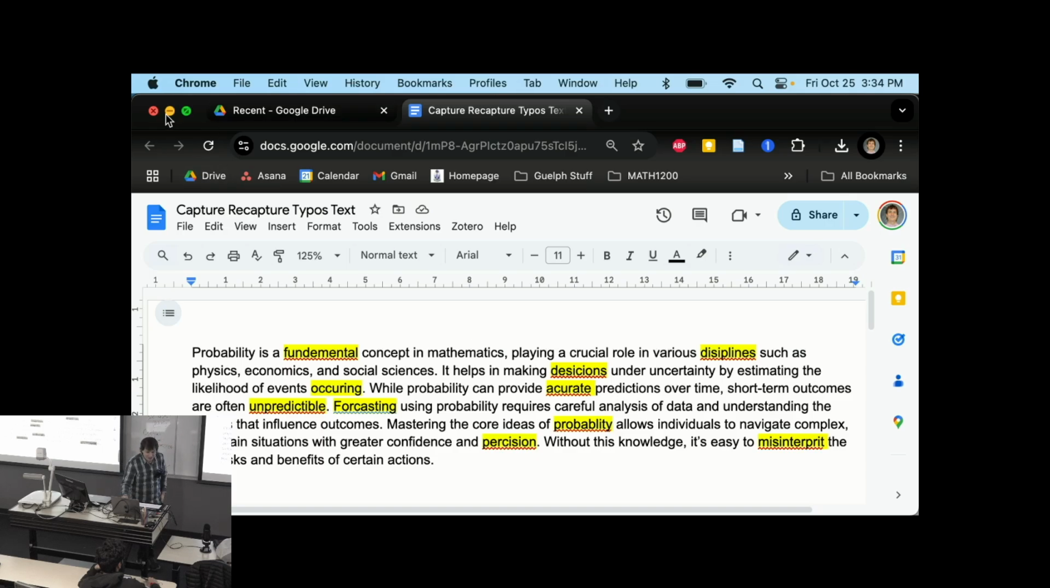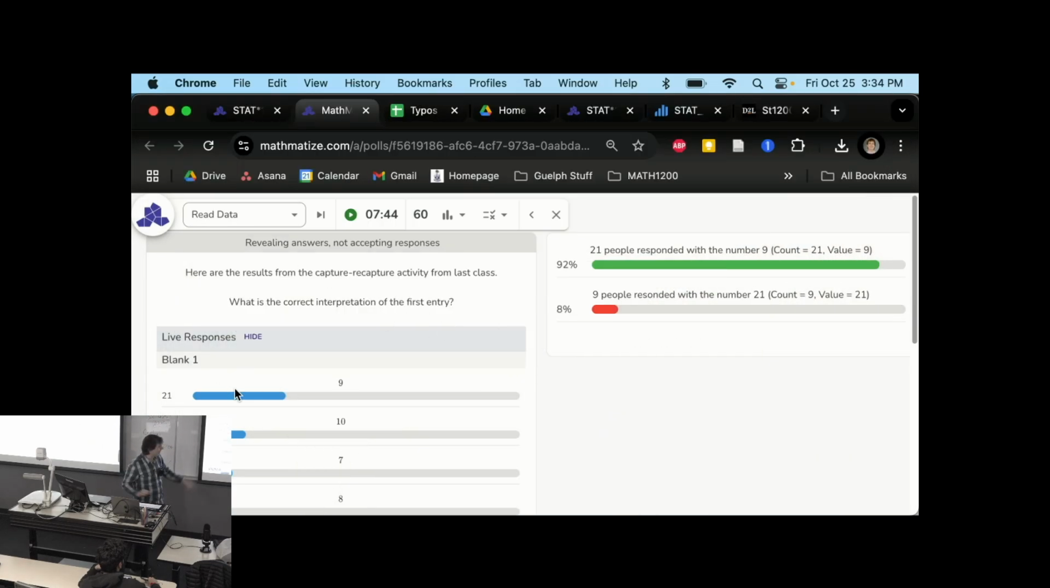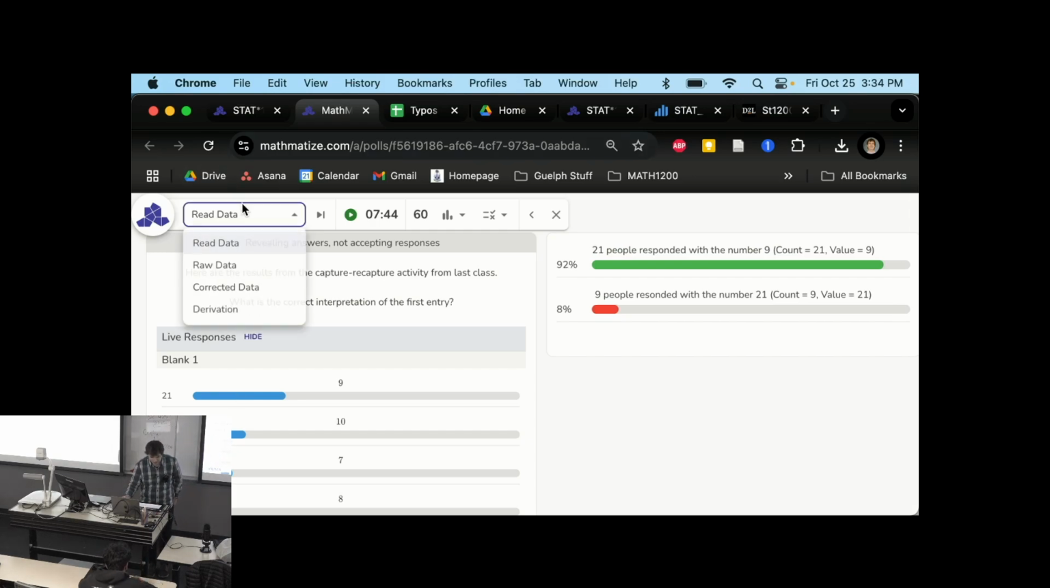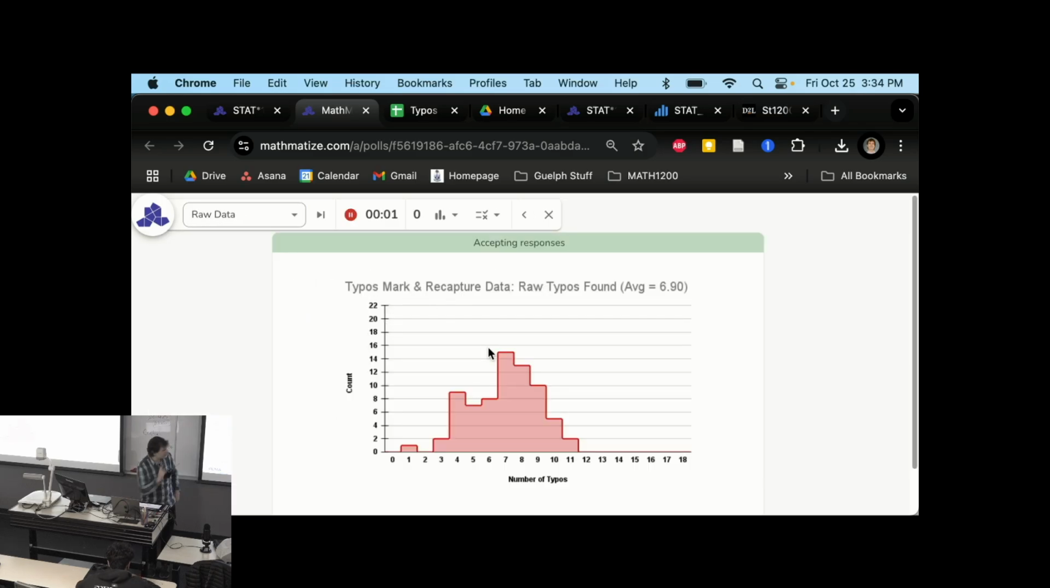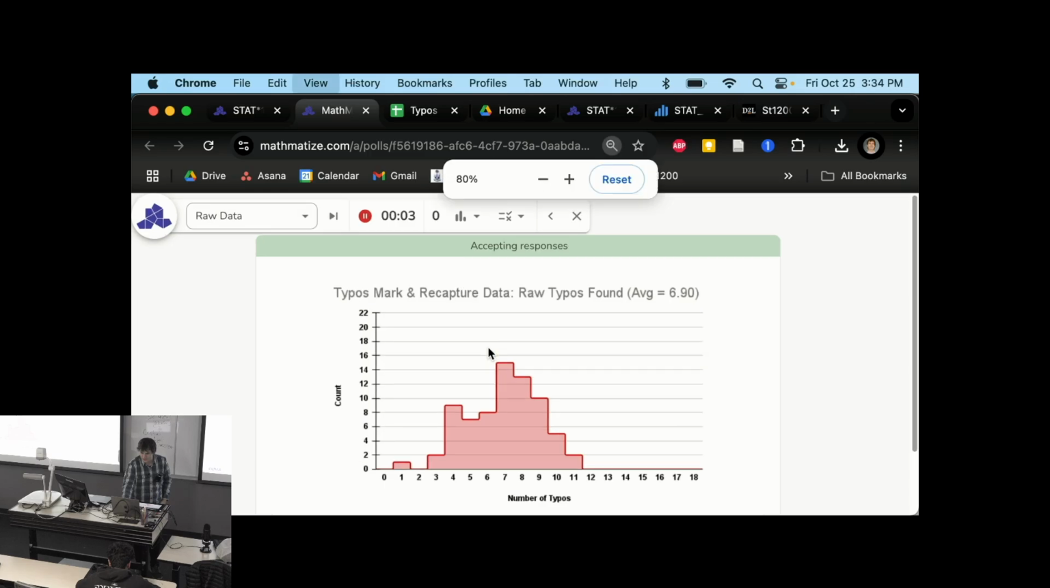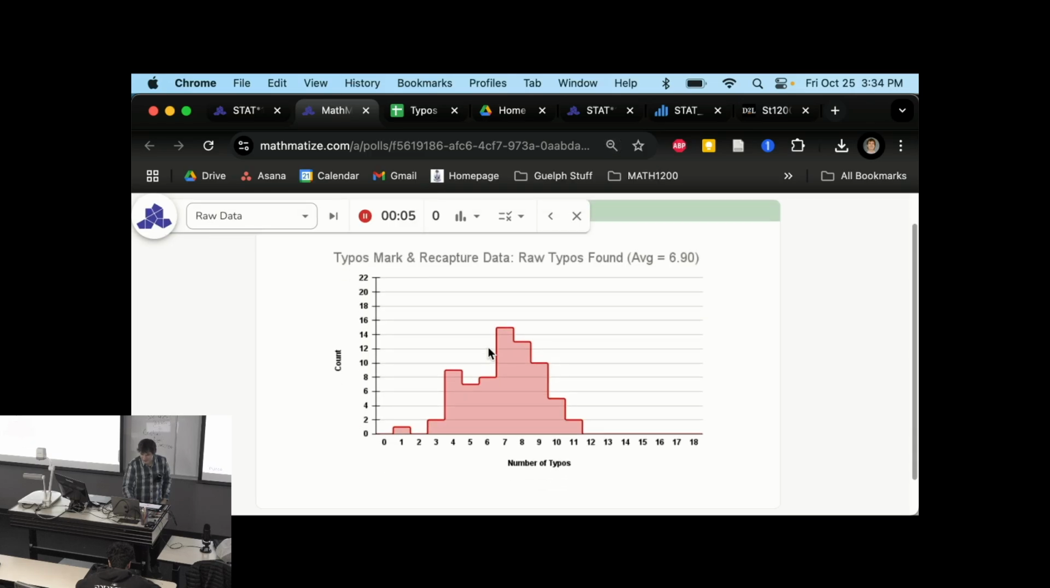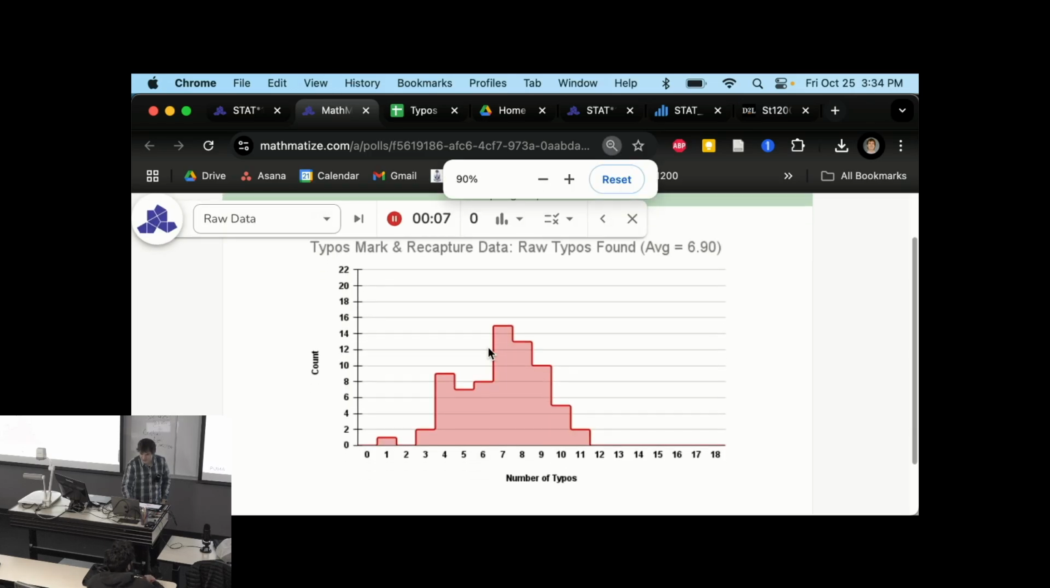But the real answer is 10, and the most common answer was 9. 21 people said 9, and the second most common answer was 10. So that's actually quite good. And let me show you what the whole thing is from start to finish. So the first time you did this, I took the mathematized results from last class, and I have made them into a nice histogram so we can see what's going on.